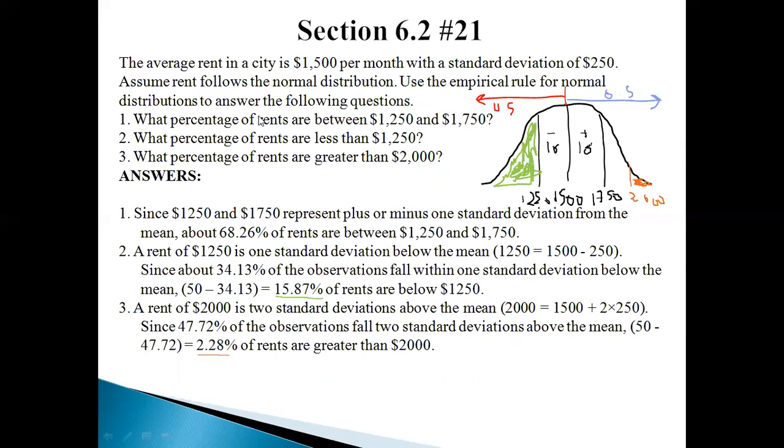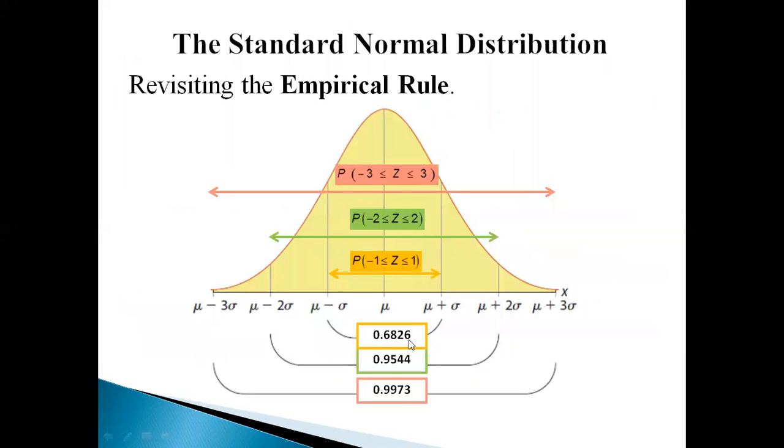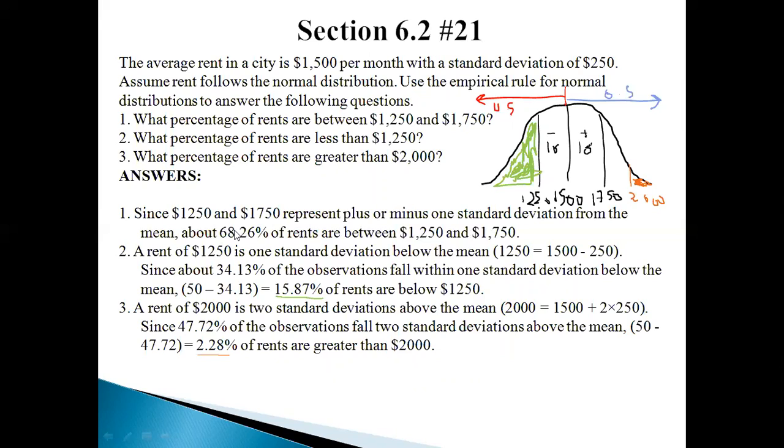Now let's look at the problems. What percentage of rents are between 1,250 and 1,750? Well, that's one standard deviation above and below, and if we remember, that was 68.26% of the rents. That was the probability of 0.6826. So if they want a percent, we have to convert it to the 68.26%. Now, usually, most books always keep it as probabilities, but for some reason, the book I took it out of said they wanted it in percentage, so that's why I'm doing this, to kind of show you that some books do different things.